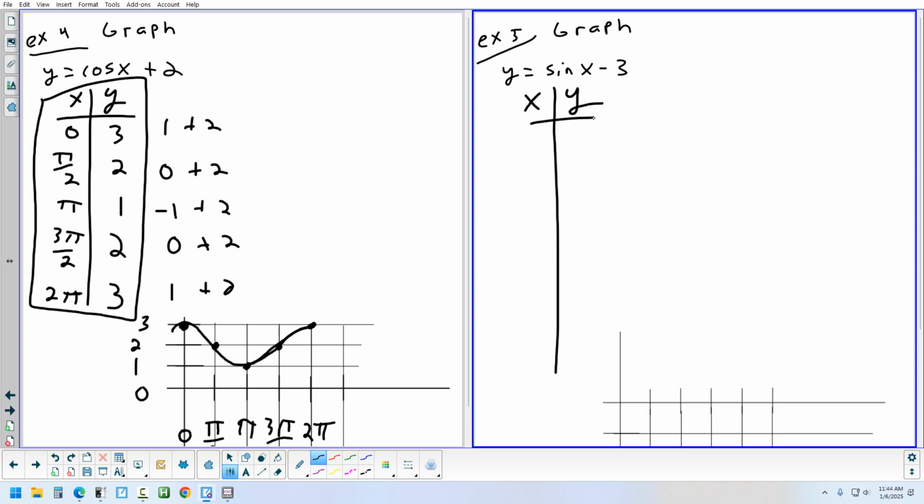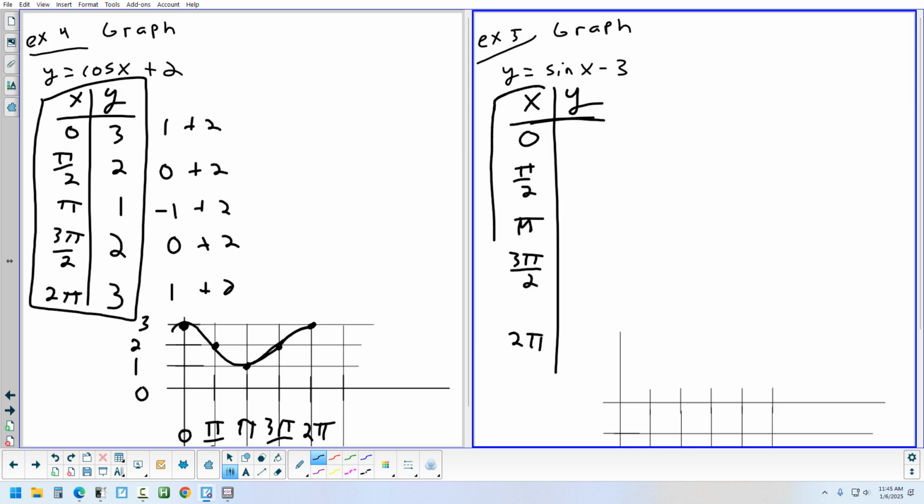Ben, what's going to stay the same there? The x's. And what are my original x's for sine? I didn't read out tables. You don't have the table? No. Can anyone help him out? What's the table for the x's on sine? 0, pi over 2, pi, 3 pi over 2.